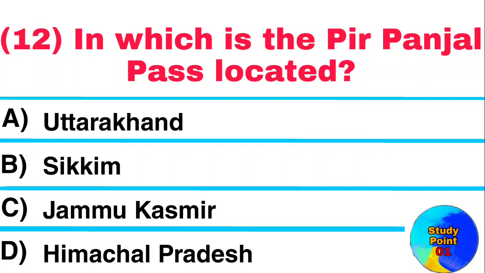Question. In which state is the Pir Panjal Pass located? A. Uttarakhand. B. Sikkim. C. Jammu Kashmir. D. Himachal Pradesh. Answer. Jammu Kashmir.